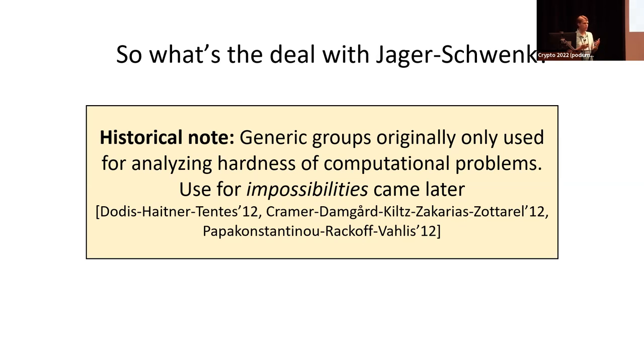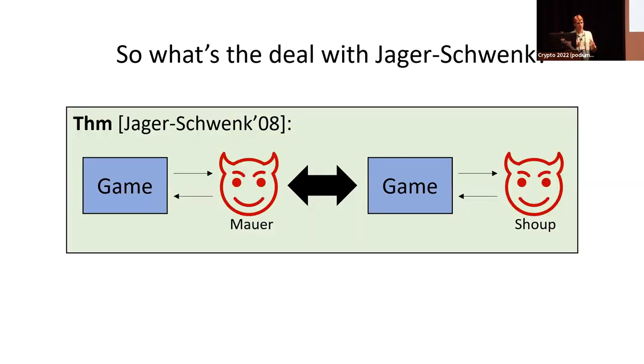So originally, when generic groups were proposed, they were proposed as methods for analyzing the security of computational assumptions on groups, or maybe cryptosystems. And they only started being used for black box separations, for proving impossibilities, sometime later, maybe around a decade ago, for example with the impossibility of identity-based encryption in the generic group model. So with that in mind, what Jaeger-Schwenk were proving was that from the perspective of analyzing security experiments, and not feasibility of cryptosystems, the models are actually equivalent in some sense.